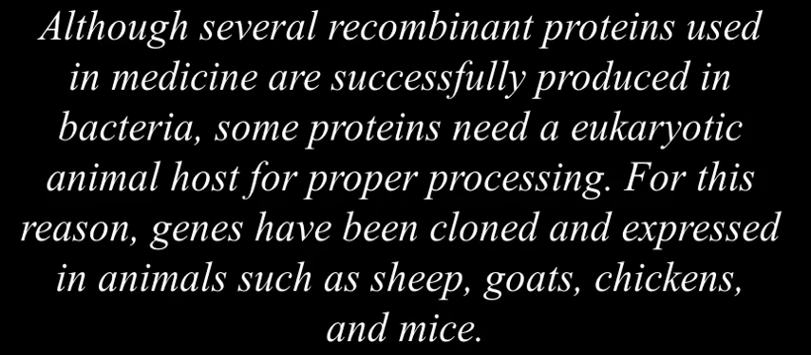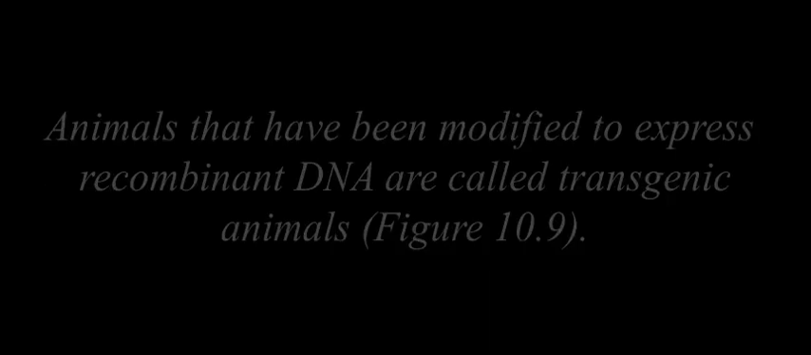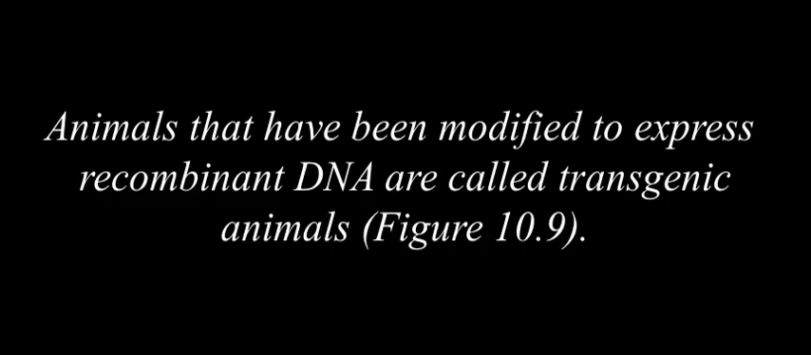Transgenic Animals. Although several recombinant proteins used in medicine are successfully produced in bacteria, some proteins need a eukaryotic animal host for proper processing. For this reason, genes have been cloned and expressed in animals such as sheep, goats, chickens, and mice. Animals that have been modified to express recombinant DNA are called transgenic animals.